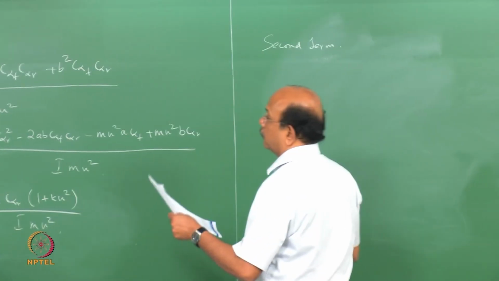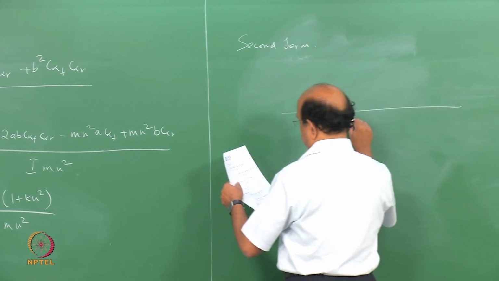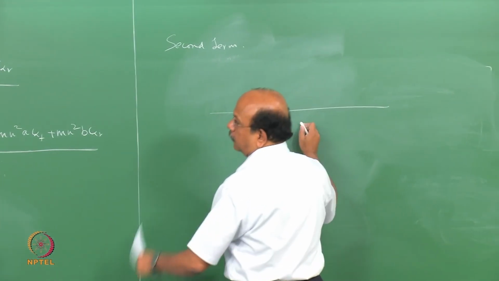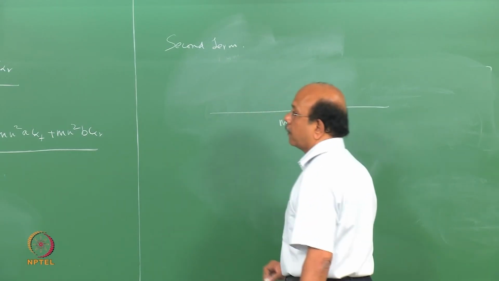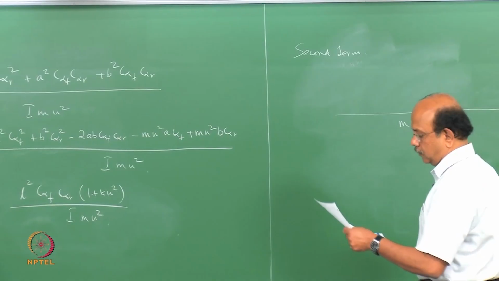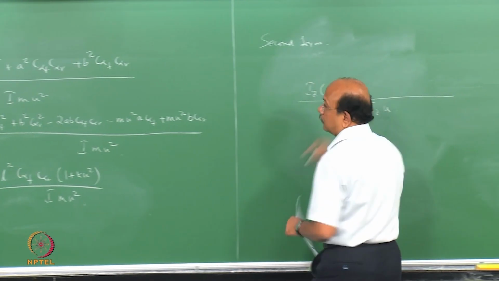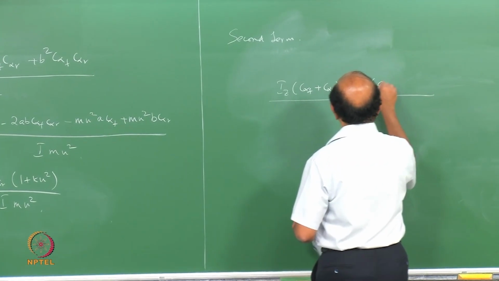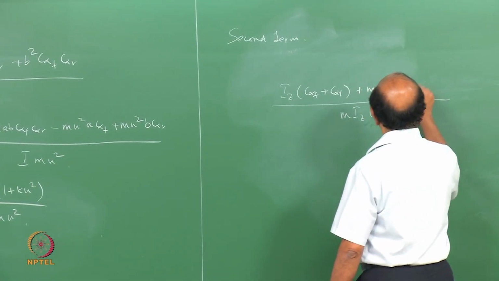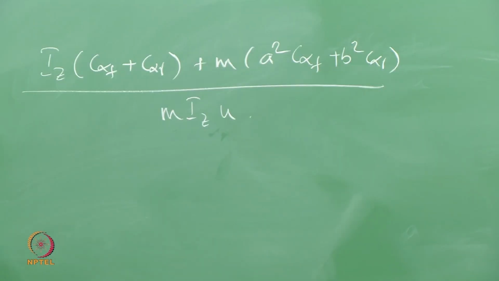is, that's the term. So let me take m I z u as common. So multiply the first term by I z, so that I get I z into C alpha f plus C alpha r, that is the first term, plus the second term is m into a squared C alpha f plus b squared C alpha r. Okay? That's the second term.